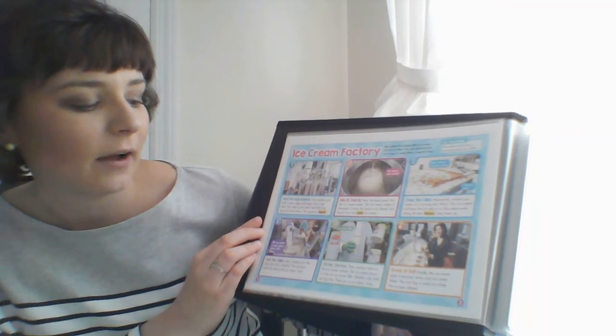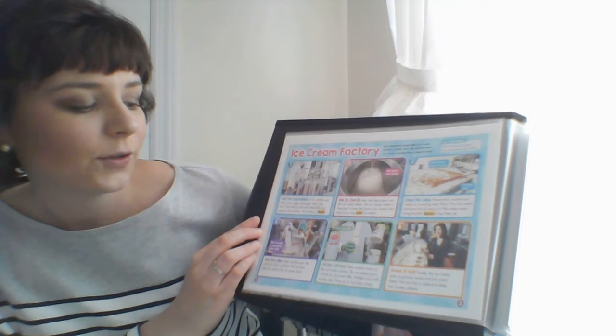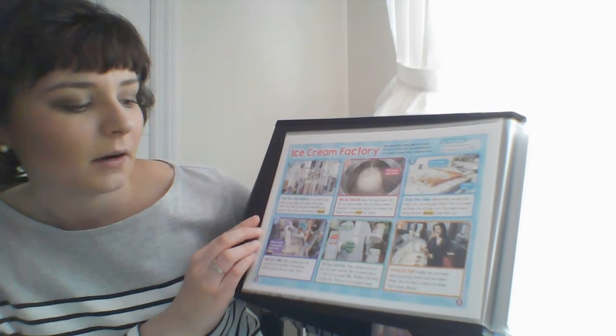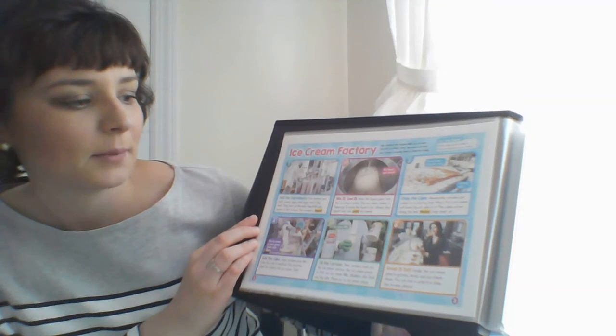Step 5. Fill the cartons. Then workers hold out the ice cream cartons. The ice cream pours in from an ice cream filler. Workers also hold out big tubs. They go to ice cream shops.